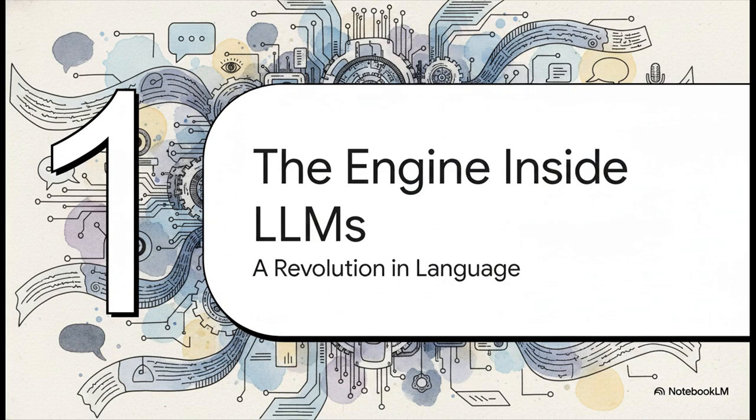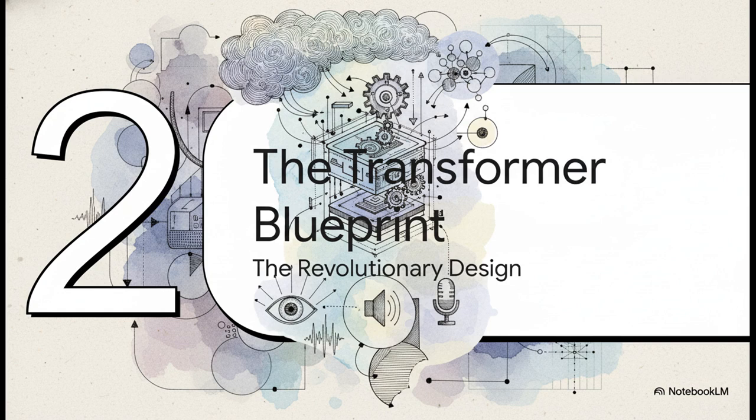All right, first stop, the engine itself. And I want to be super clear here. This isn't just some small step forward. This is a total revolution in how machines understand language. We're talking about the tech that literally changed the game. And at the heart of that revolution is one single brilliant idea, a blueprint, really. It's called the transformer architecture. And trust me, this is the design behind basically every single modern AI you can think of.